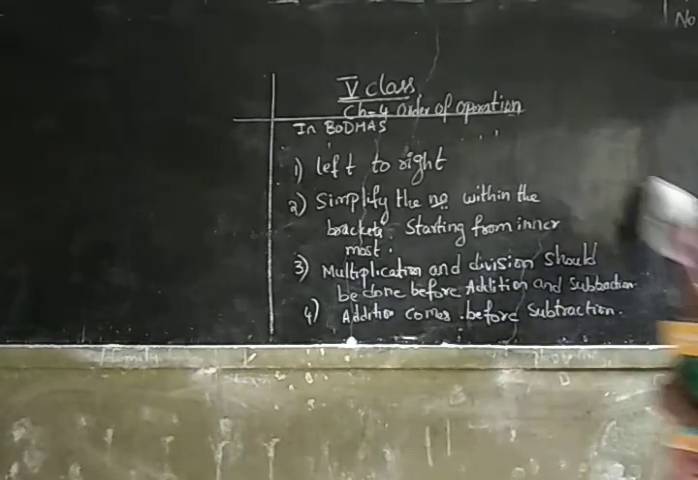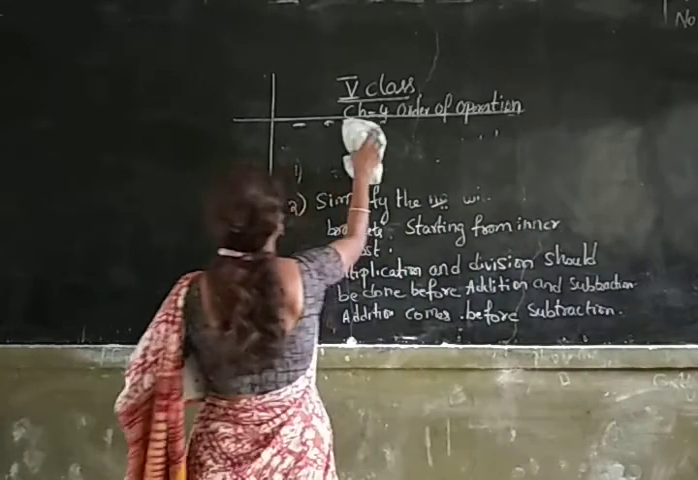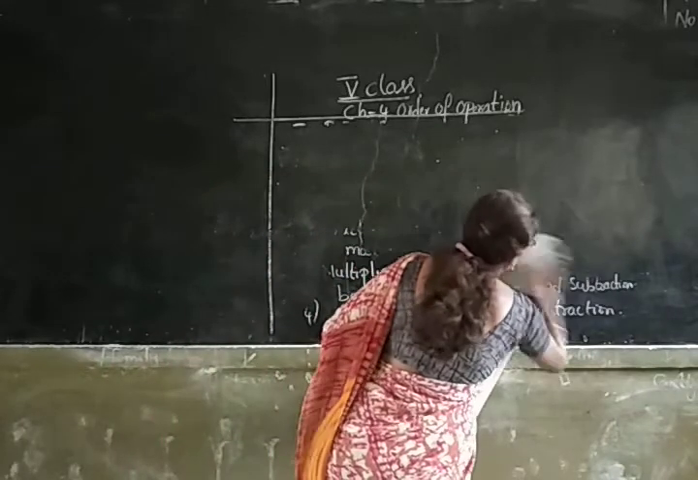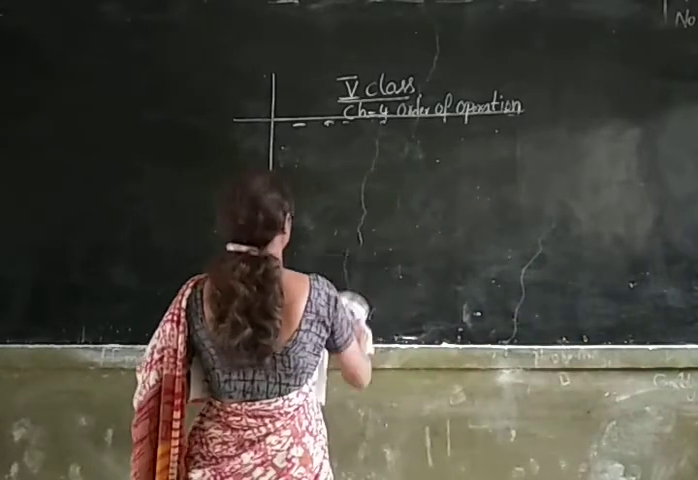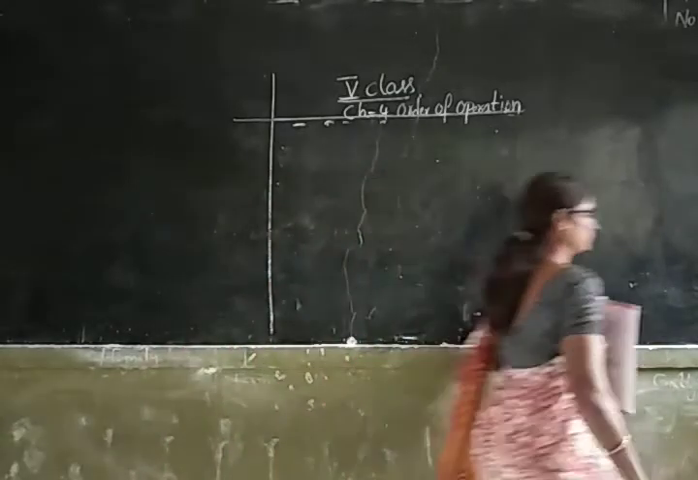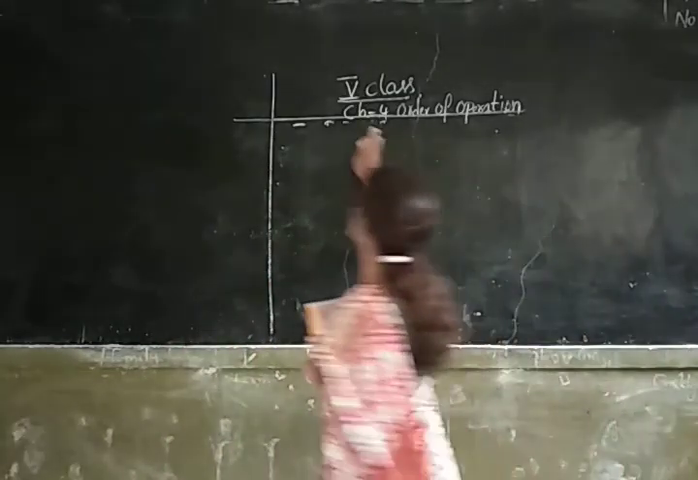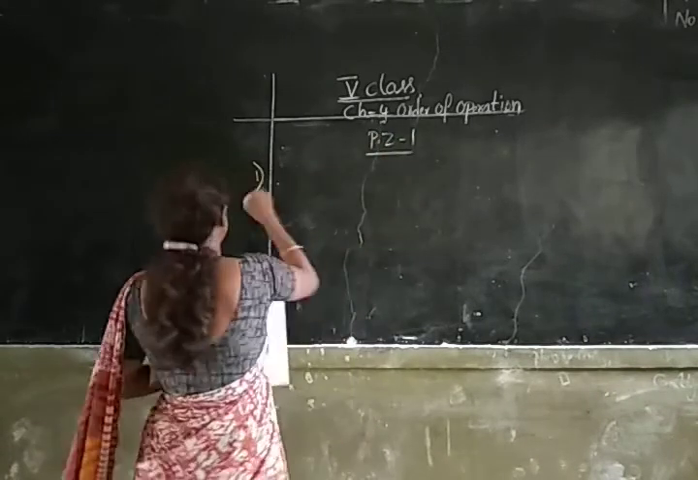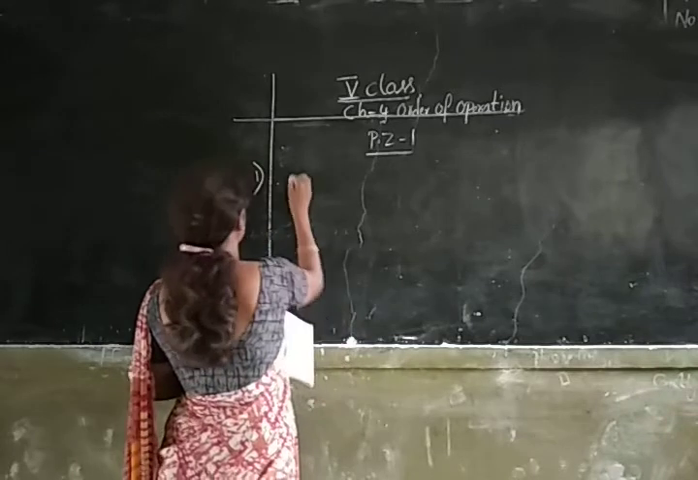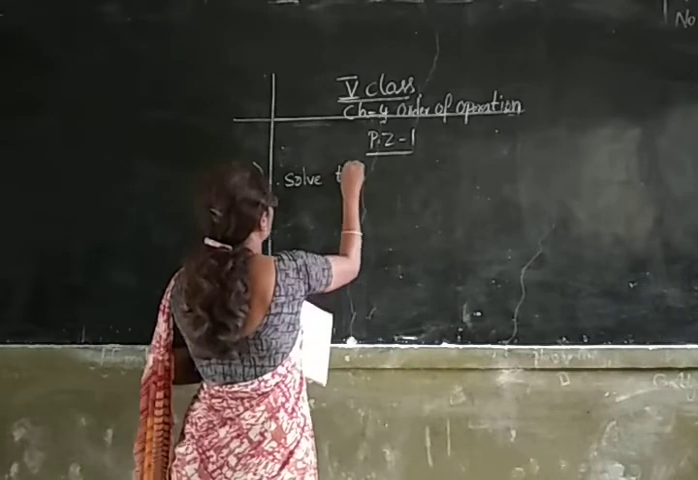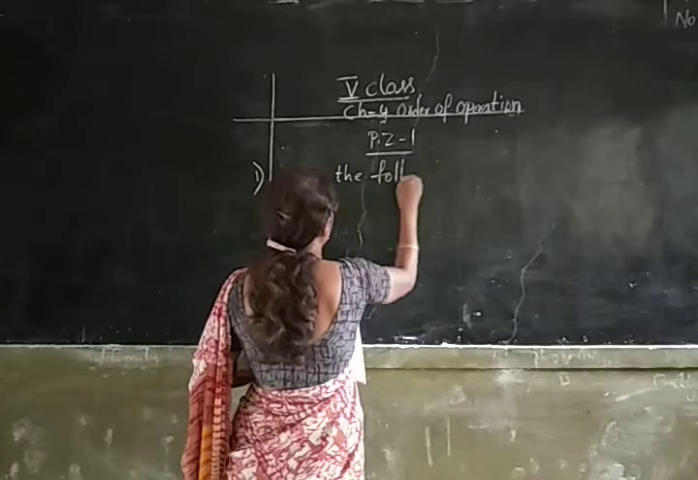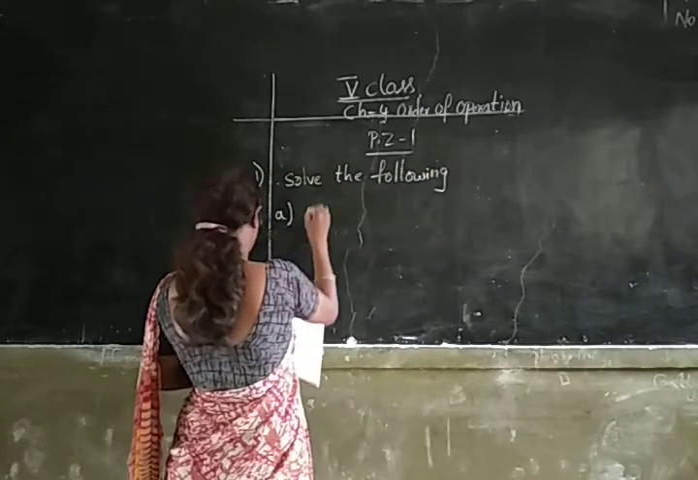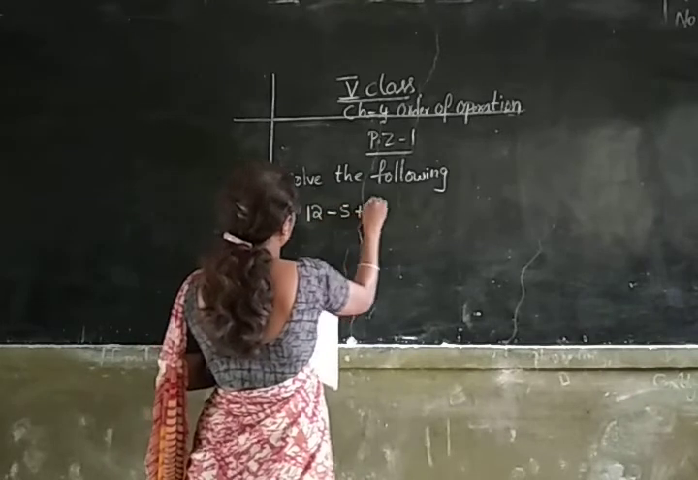Okay children, now let us do the practice zone 1 in the textbook, using the BODMAS rule. Practice zone 1, first question. What is the first question? Solve the following. A question: 12 minus 5 plus 7.